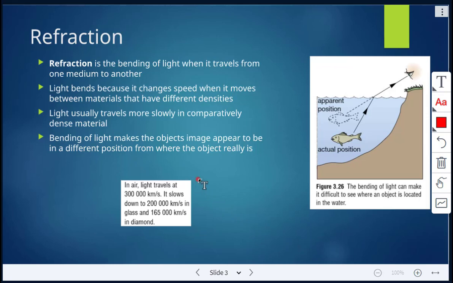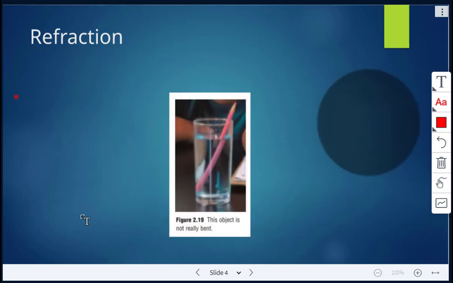And just a note here, in the air, light travels at about 300,000 kilometers per second, and it will slow down to about 200,000 kilometers per second in glass and 165,000 kilometers per second in diamonds. All right, so in this image here, we can see how it looks like this pencil is bent, right? We're just looking at a glass of water, and it looks like the pencil is bent. However, we know the object is not really bent. It just looks that way because of refraction.